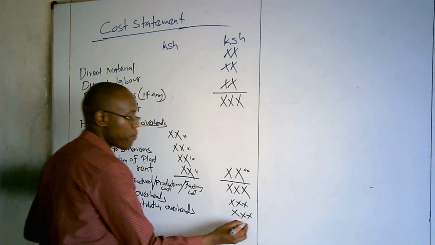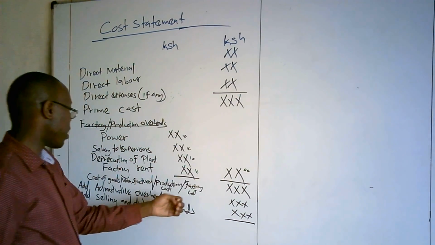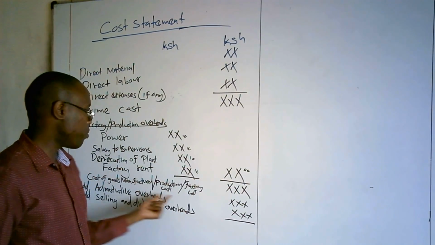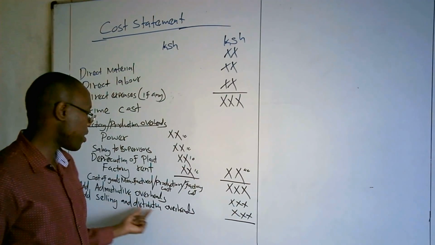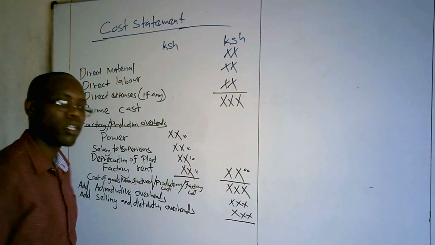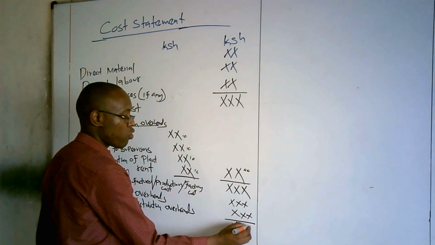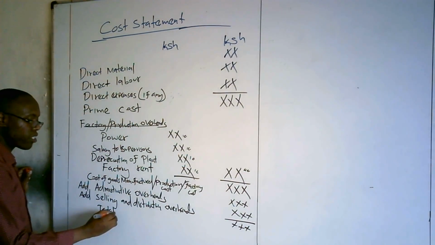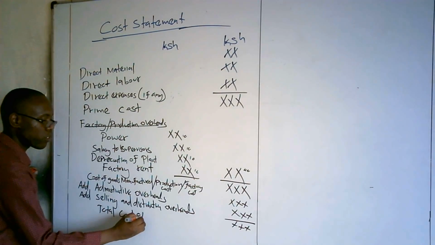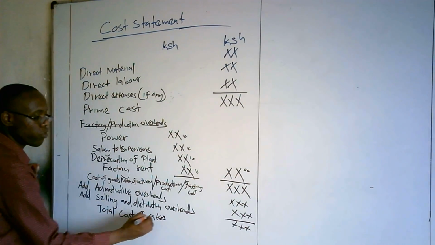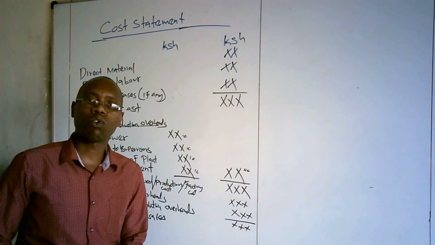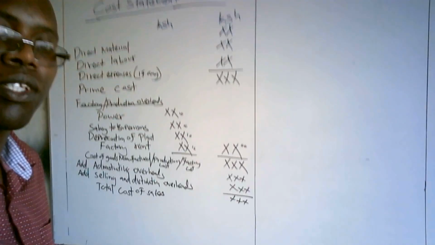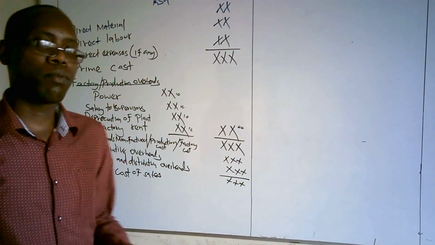So now, the moment you add the factory cost or the cost of goods manufactured plus administrative overheads plus selling and distribution overheads, you are going to arrive at the total cost of sales. So now you are able to arrive at the total cost of sales. And after arriving at that total cost of sales, let me proceed down there so that you can see it.